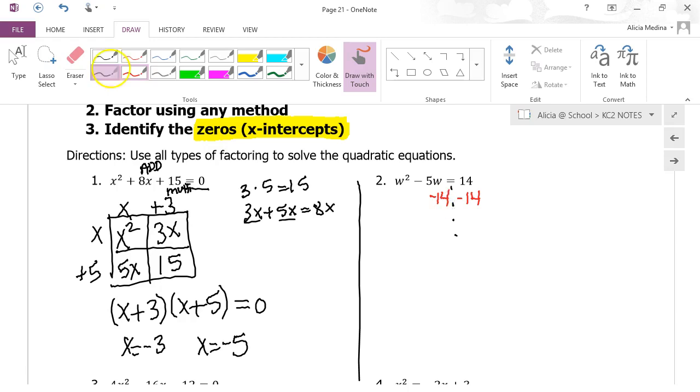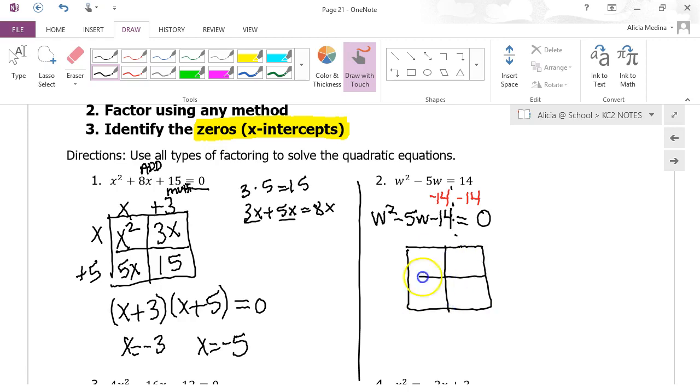That's going to give me w squared minus 5w minus 14 is equal to, well, 14 minus 14 is 0. Now I have my quadratic equation equal to 0, and I can go ahead and factor. Draw my Punnett square boxes here. All right, I have w squared in the top left, negative 14 in the bottom right.